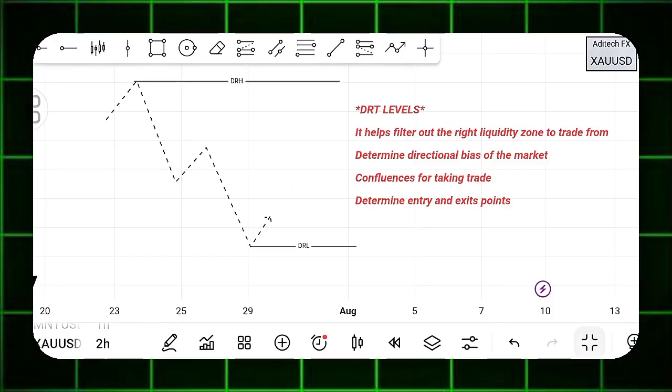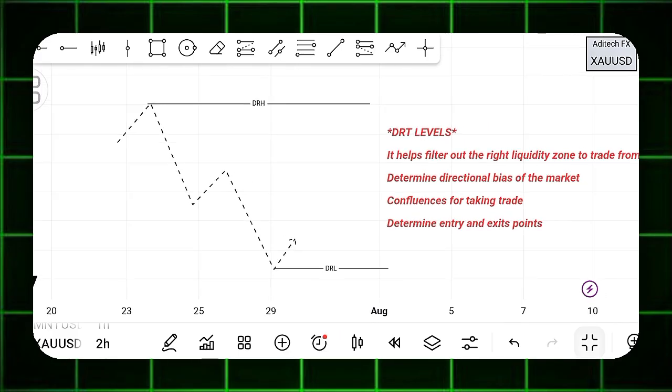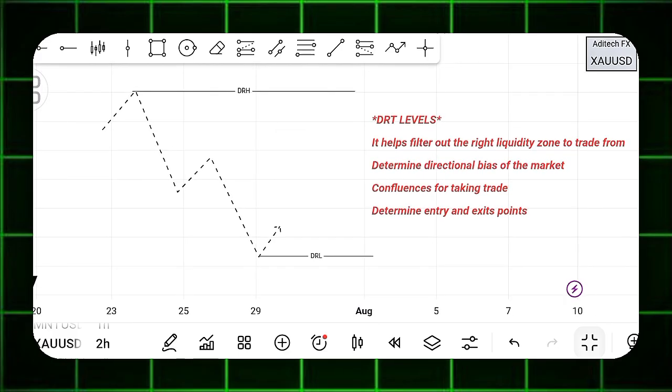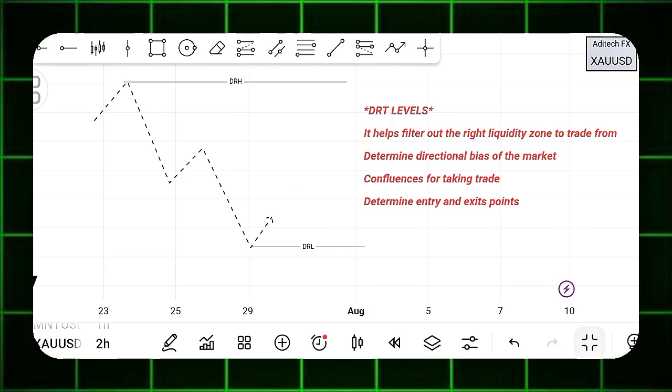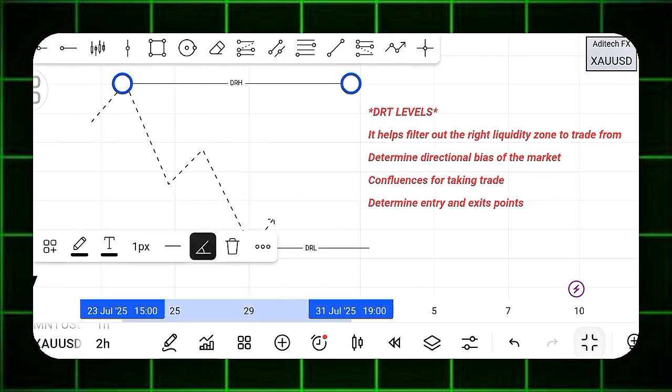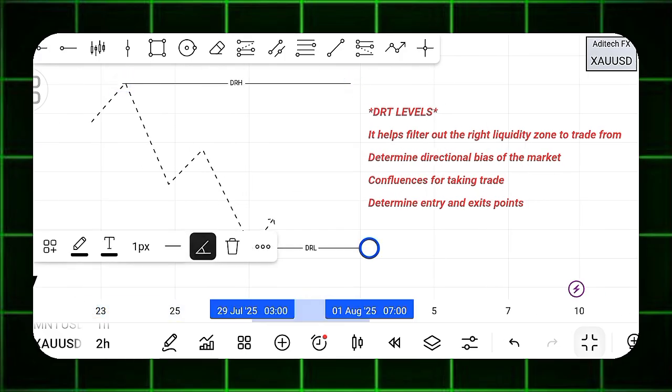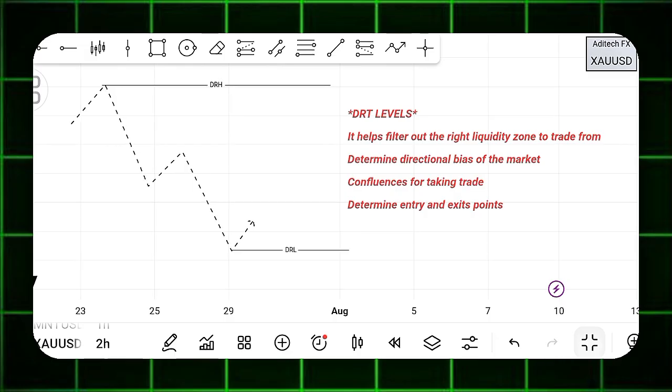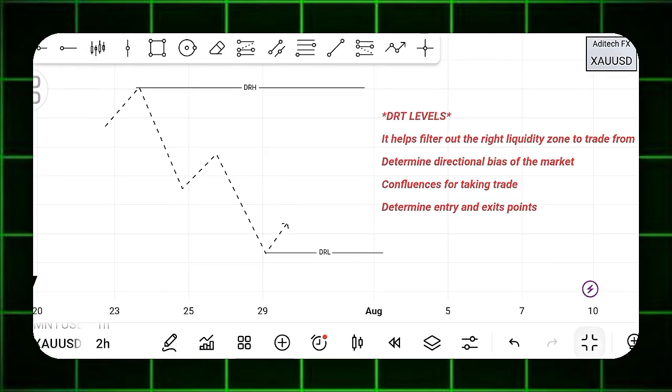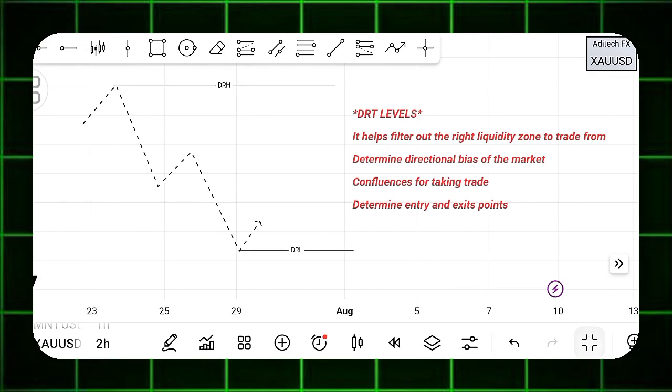So first of all, let me quickly explain what DRT means. DRT simply means daily range theory, right? To find out your DRT level on your chart, you just have to plot from the recent high to the recent low. As you can see right here, this is my daily range high and this is my daily range low. I will still show you the chart representation, but this is just a quick sketch.